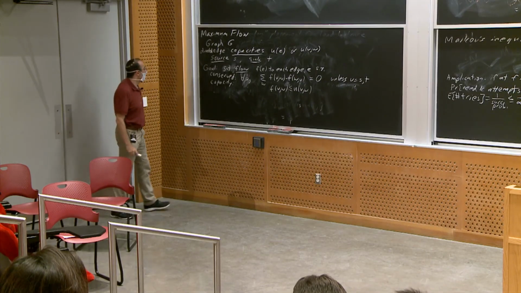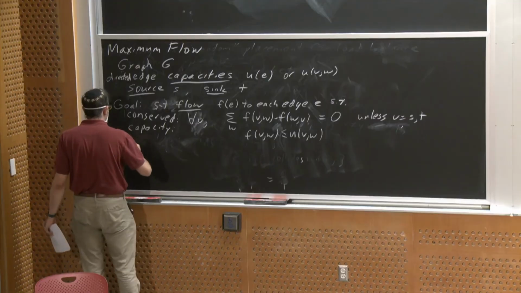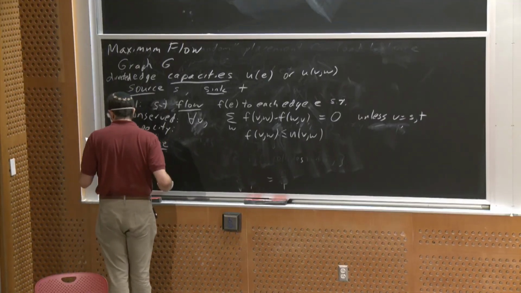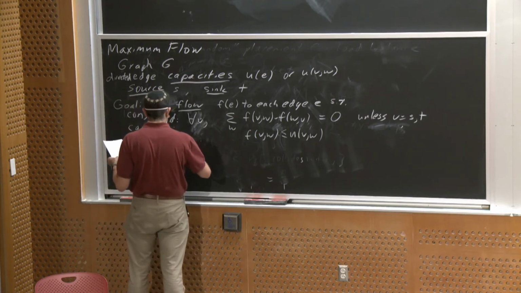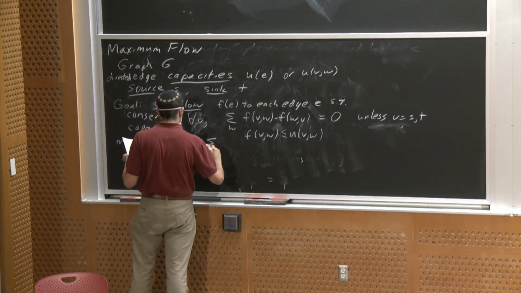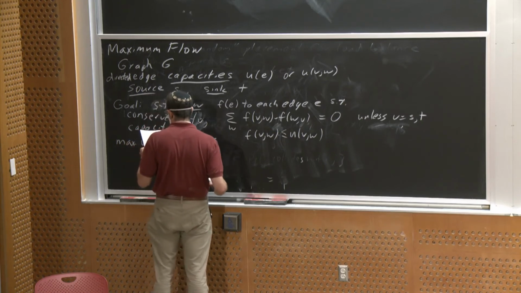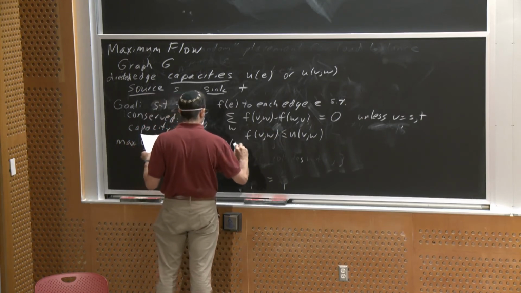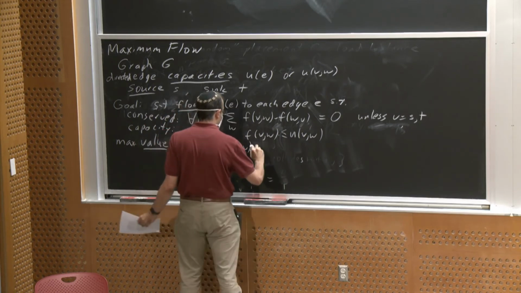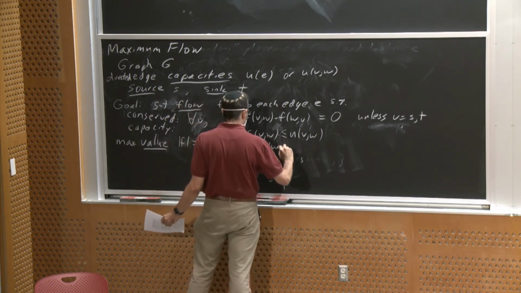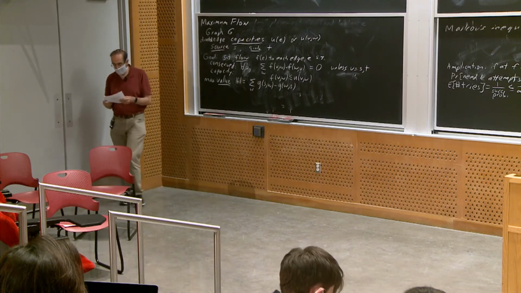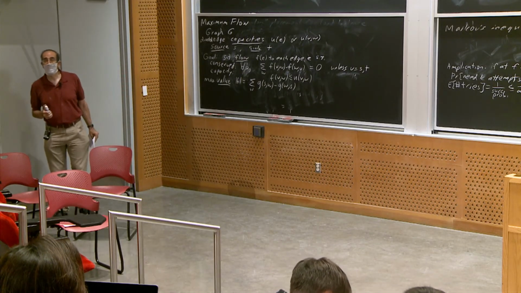Okay. And what you want to do is maximize the value of this flow, which is defined as the sum over all of the neighbors of the source of the flow leaving the source minus the flow entering the source. So it is just the net flow leaving the source vertex.